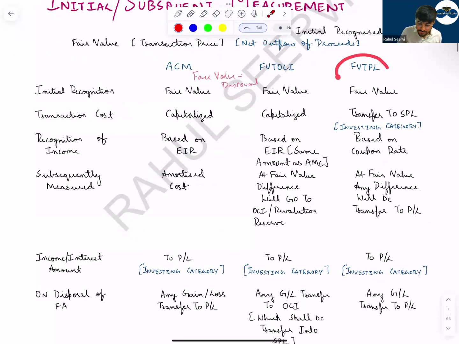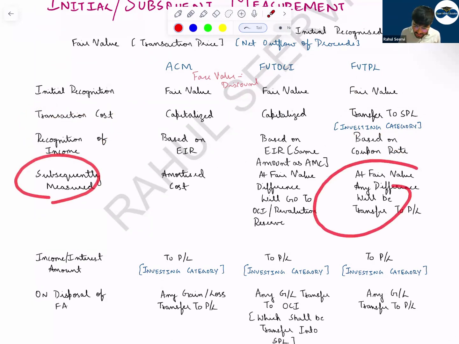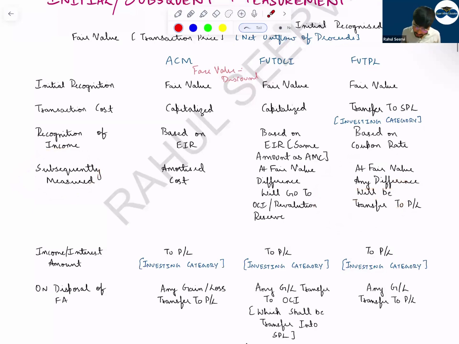Then we discussed fair value. Fair value means it will be recorded at fair value. Transaction cost will not be capitalized, it will be transferred to P&L under the investing category. Then recognition of income is based on the coupon rate, the same as we have seen in financial liability. Then it is subsequently measured at fair value, and any difference will be transferred to P&L.